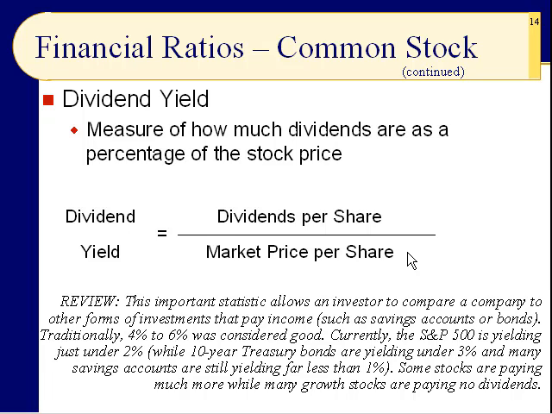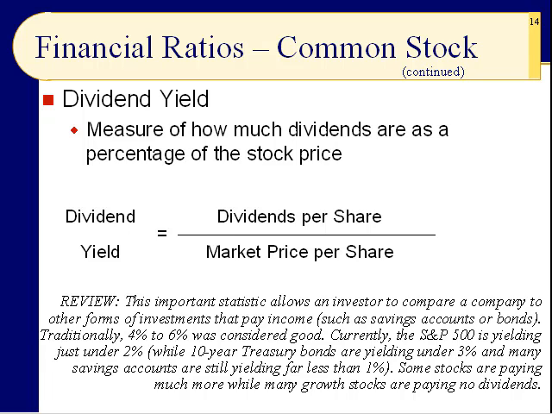Some are paying less. Well, treasury bonds are yielding under 3%. Now it's down to like 2.5%, right? And many savings accounts are still yielding far less than 1%. But hopefully you notice that some savings accounts around the country have increased dramatically. You know, 1.5% is a big jump from 0.1%, but still, they're still low. And some stocks are paying much more than 2%. And, of course, the growth companies, some aren't paying any dividends or not even earning money.